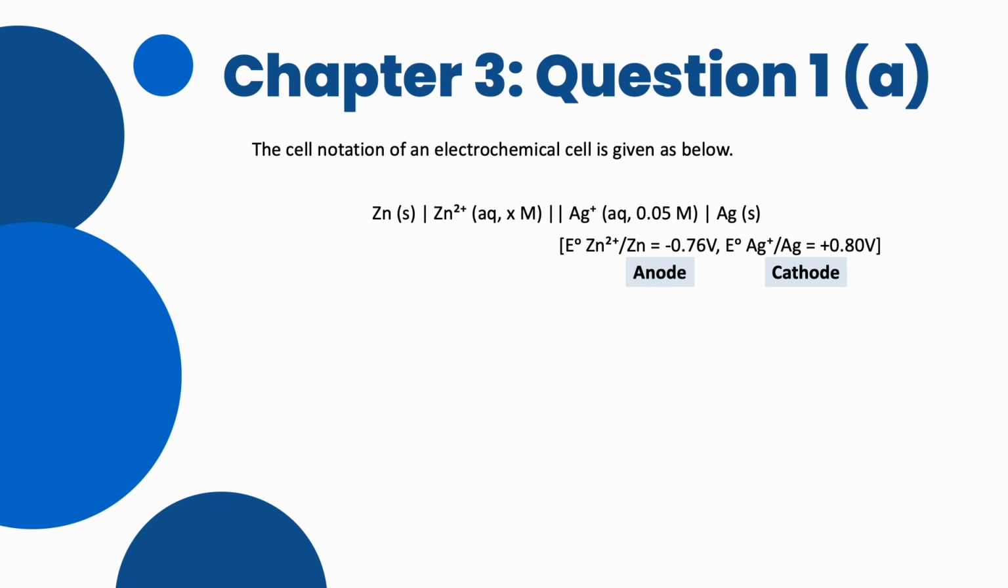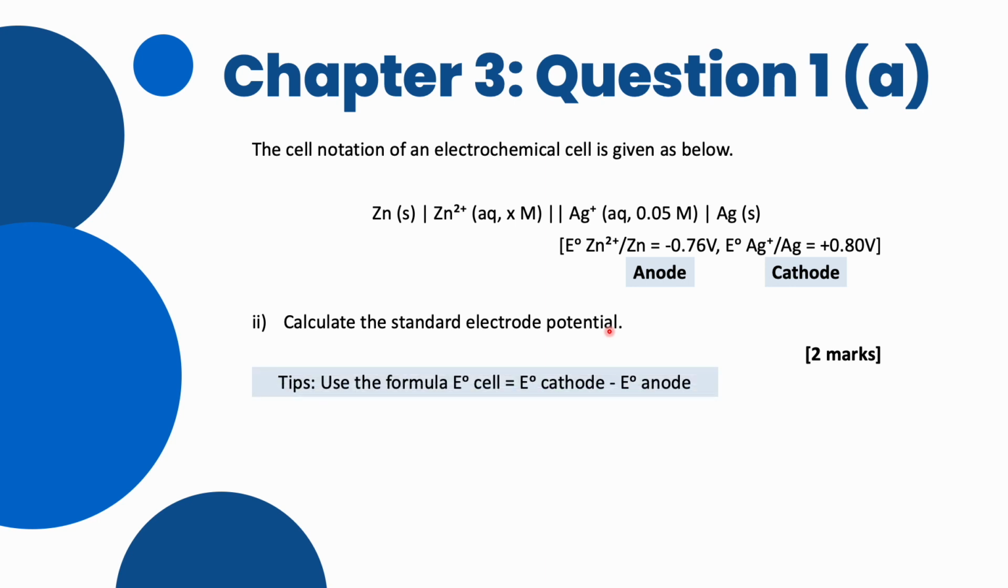Question 2 Roman. Calculate the standard electrode potential. The marks given is 2 marks. So what is standard electrode potential? Standard electrode potential is the E0 cell. So what is the tip given? The tip given is to use the formula E0 cell is equal to E0 cathode minus E0 anode. Standard here is our symbol, E0.